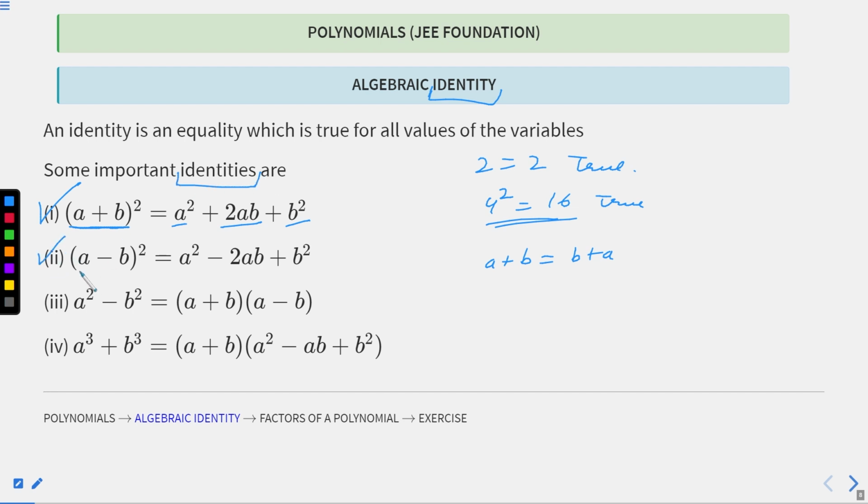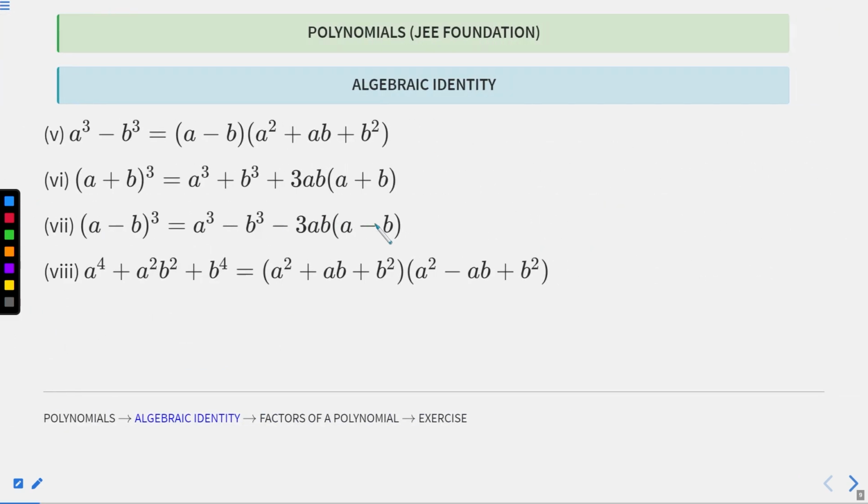Now second is (a minus b) whole square equals a square minus 2ab plus b square. Third is a square minus b square equals (a plus b)(a minus b). Fourth one is a cube plus b cube equals (a plus b) multiplied with (a square minus ab plus b square). Please do remember all of these, because in the concept of polynomials these identities are very important. Without these identities you will fall behind. Let's see more identities.